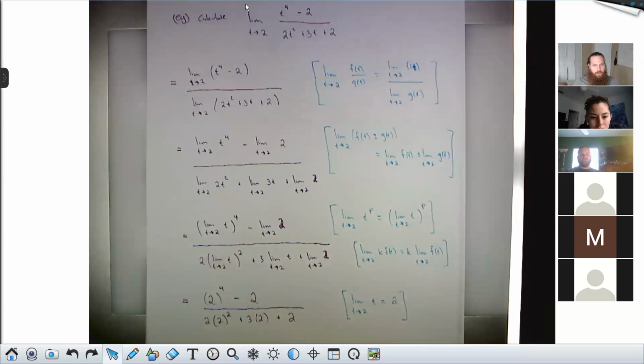Compare the very top to the very bottom. That's a beautiful observation. That's exactly what I wanted you guys to see. If you look at this up here and plug in 2 for t, you get this down here. We didn't need to do any of this. Totally unnecessary symbol juggling.